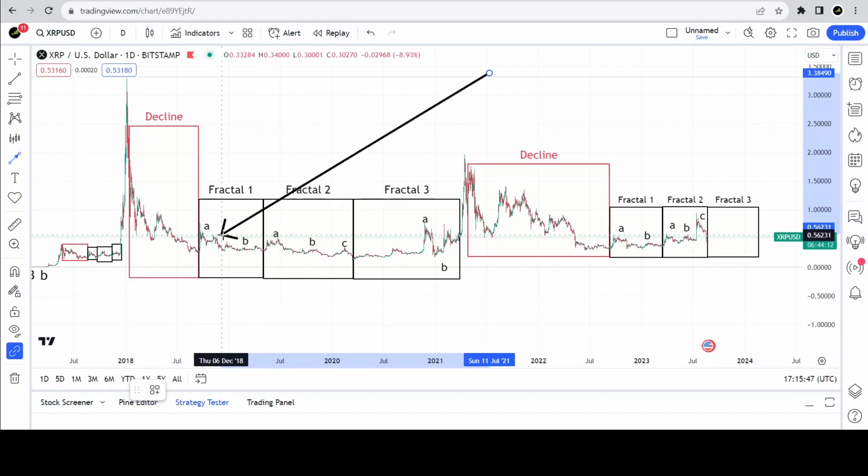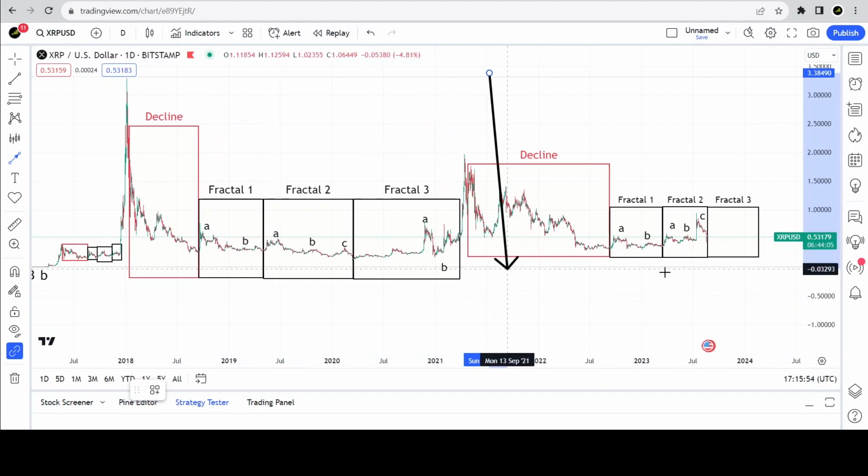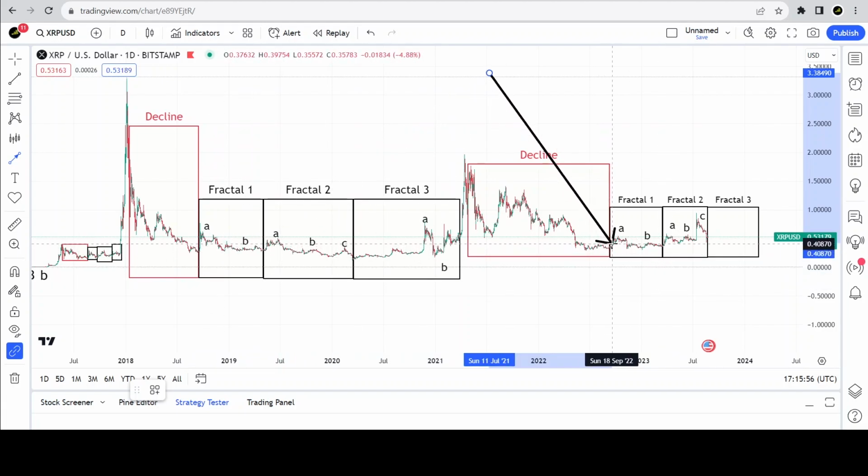We have completed fractal 1. In fractal 1, we see part A, the move up and move back down, and then part B, where it goes flat. Well, we see that completed over here. Fractal 1 with the move up and move down, and then the part that goes flat, which is part B.